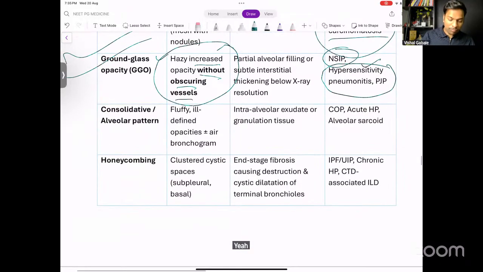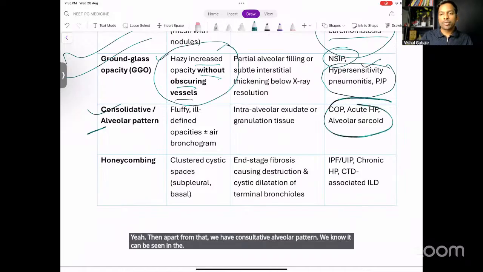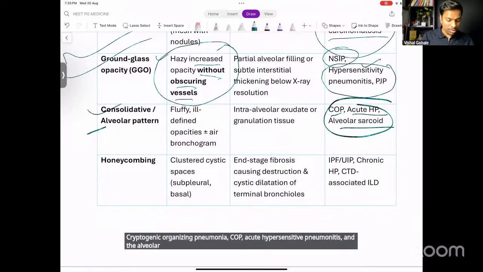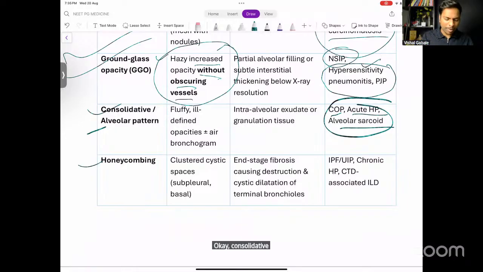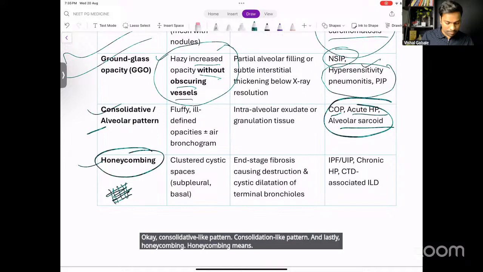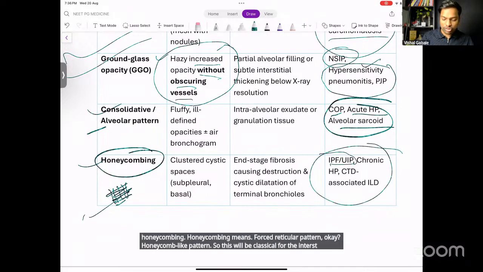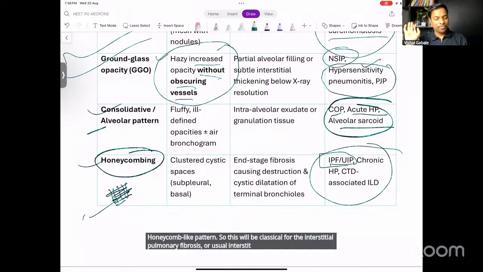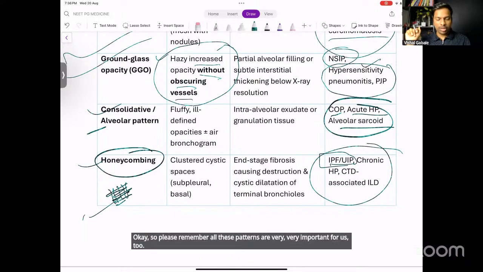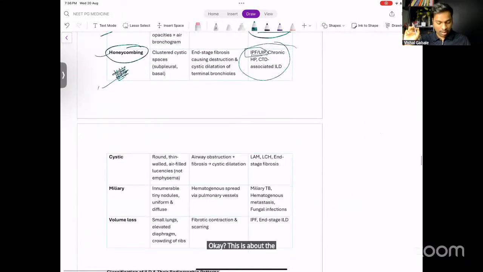Then apart from that, we have the consolidative alveolar pattern. We know it can be seen in cryptogenic organizing pneumonia, COP, acute hypersensitivity pneumonitis, and alveolar sarcoidosis. Consolidation-like pattern. And lastly, honeycombing. Honeycombing means a coarse reticular pattern, a honeycomb-like pattern. So this will be classical for idiopathic pulmonary fibrosis or usual interstitial pneumonia. Please remember all these patterns are very, very important. This is about the important ILDs.